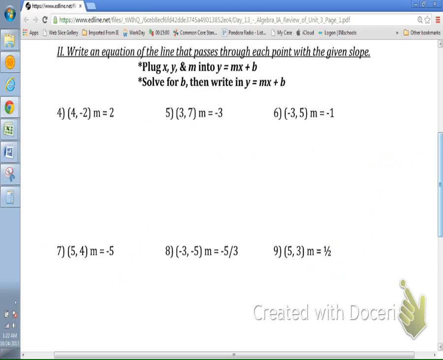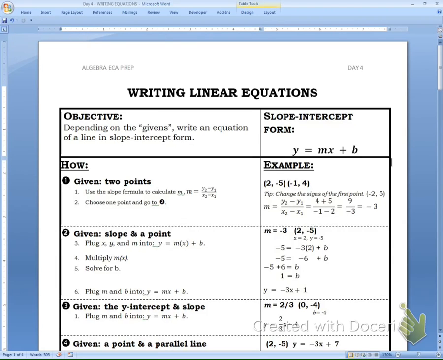Part 2 of your exercise or practice review says write an equation of a line that passes through each point with the given slope. So what are we given? We're given a point and we're given the slope. Point and slope. So let's look at our chart again and see what steps we need to use for a point and a slope. Okay, a point and a slope is the second one.